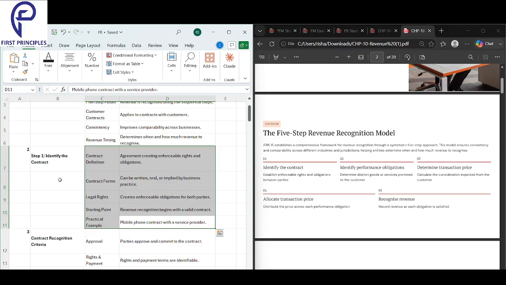It can be written, oral, or implied by practice. It creates legal rights for both the parties. Starting point: revenue recognition begins with a valid contract. If there is no contract, there cannot be any revenue.